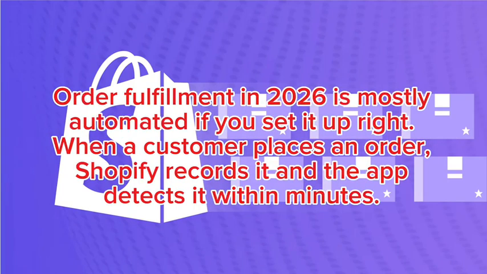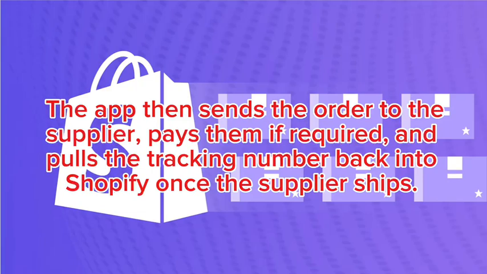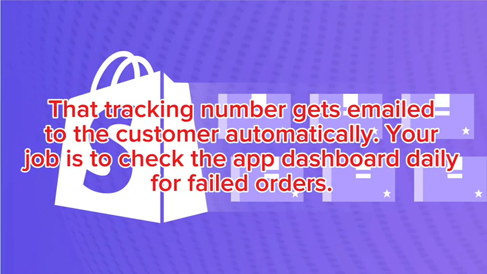Order fulfillment in 2026 is mostly automated if you set it up right. When a customer places an order, Shopify records it and the app detects it within minutes. The app then sends the order to the supplier, pays them if required, and pulls the tracking number back into Shopify once the supplier ships. That tracking number gets emailed to the customer automatically.